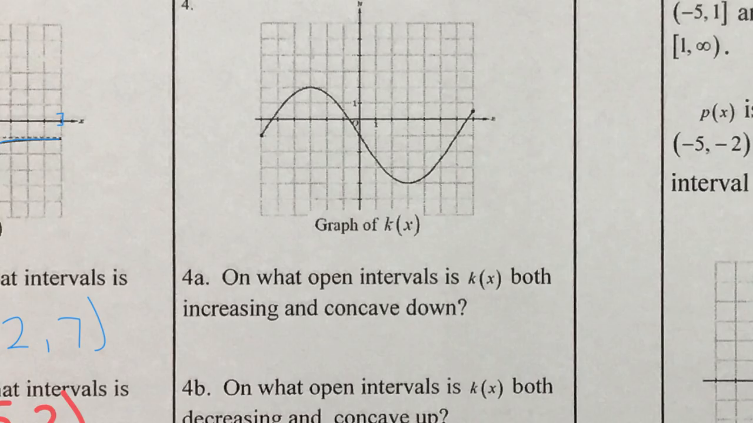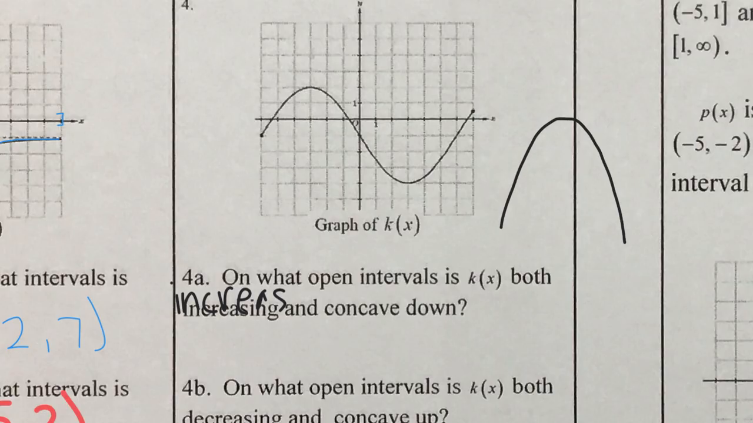So we can't even read what this one says, but let me tell you, it says on what intervals is the graph both increasing and concave down. So we're looking for increasing, where the y values are getting bigger, and concave down. Let's think about our concave down graph.